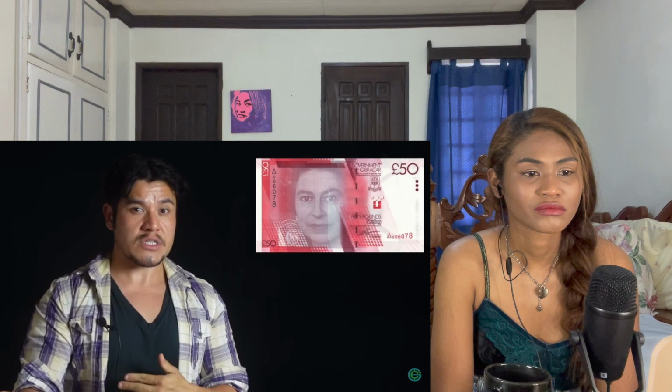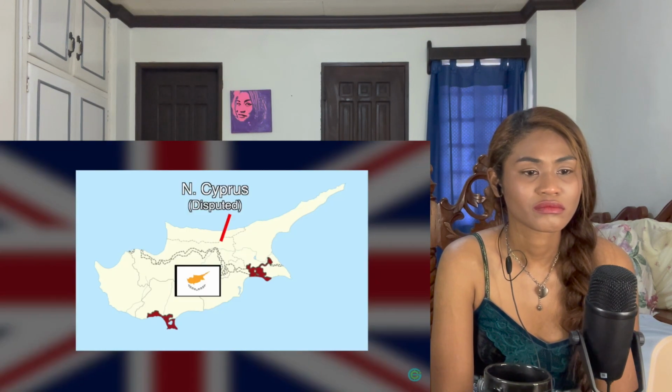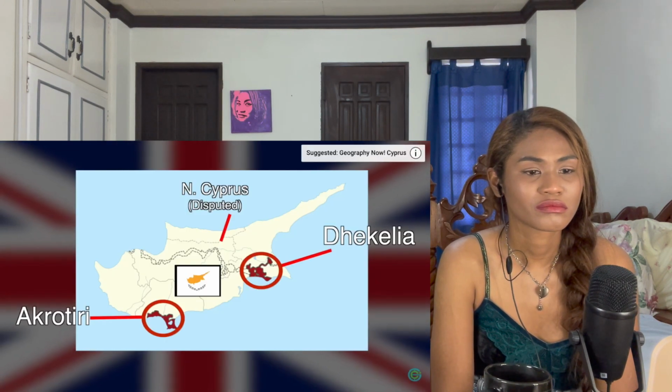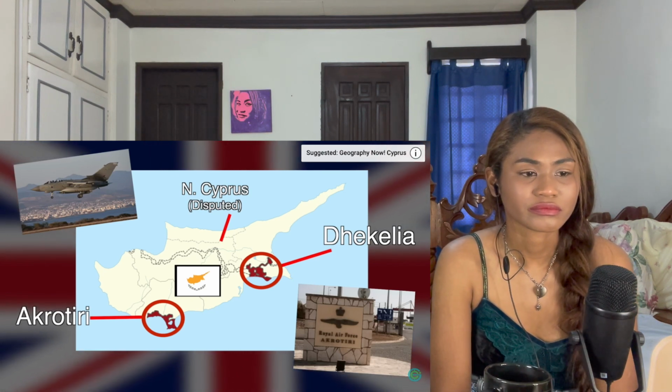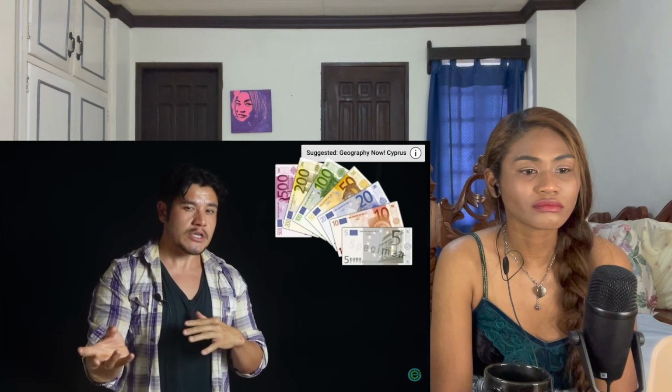They even issued their own currency variant of the pound called the Gibraltar pound. The exclaves of Akrotiri and Dhekelia are basically leftover military bases with some extra land retained after Cyprus gained independence after being a British colony. They use euros here instead of pounds.